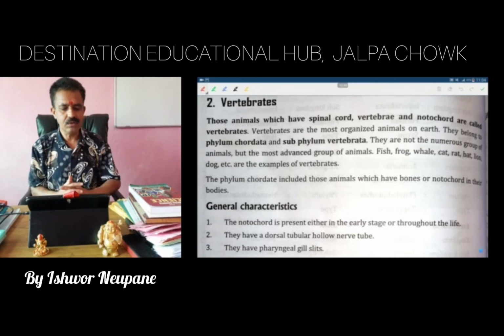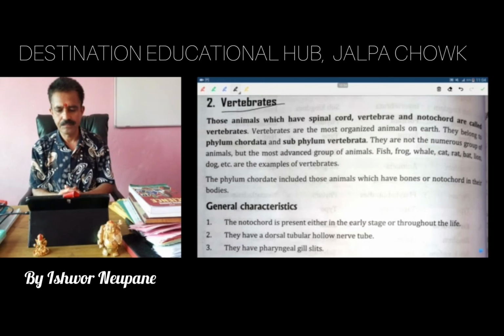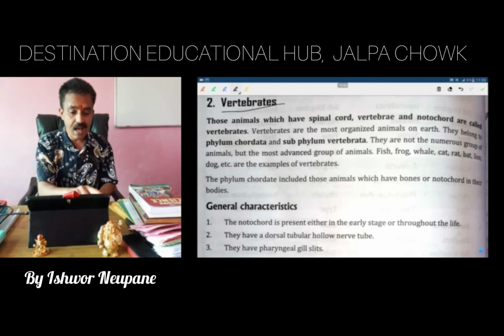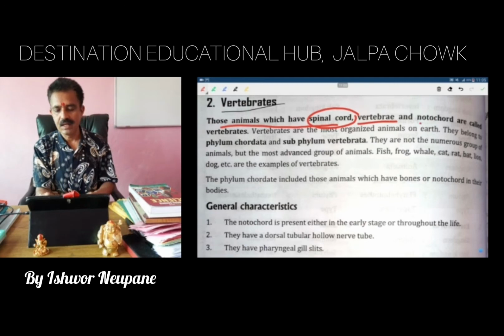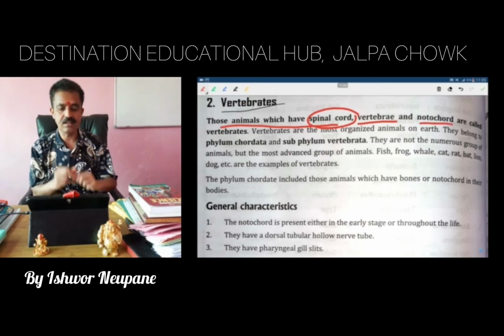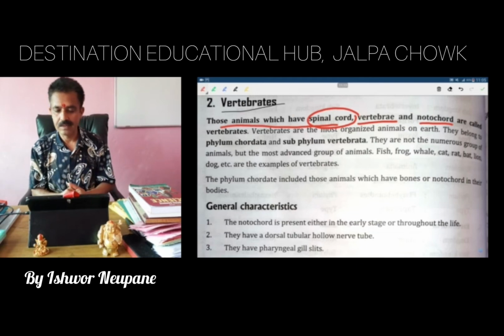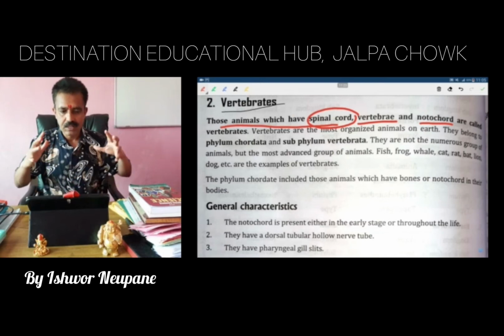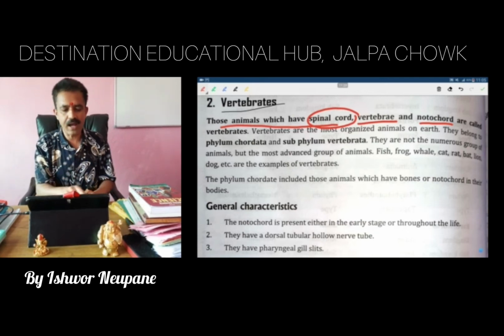What are we going to discuss now? Vertebrates. So what are vertebrates? Vertebrates are those animals that have a spinal cord. They have vertebrae and notochord. Three things are there in their body. What are they? Spinal cord, vertebrae, and notochord. And they are more developed, more organized animals because they have different types of organs. And they belong to phylum Chordata.